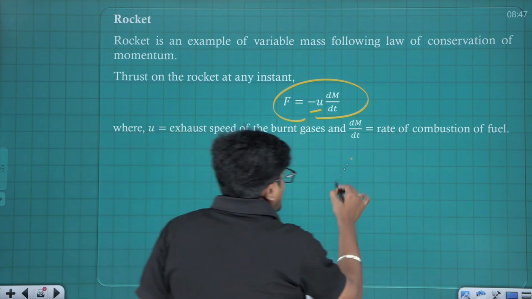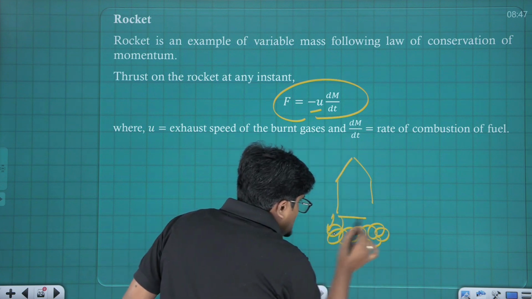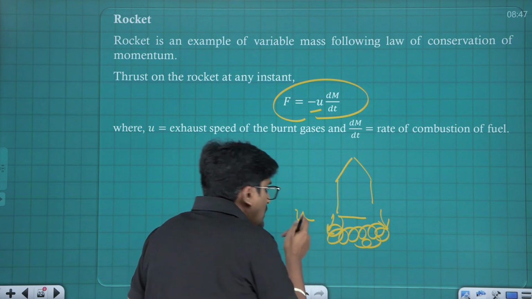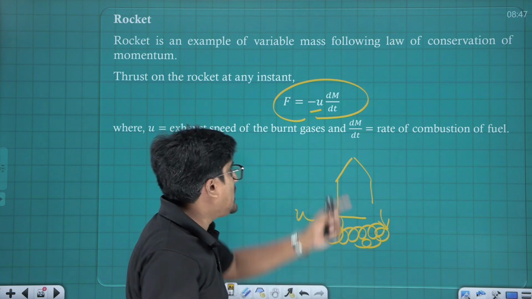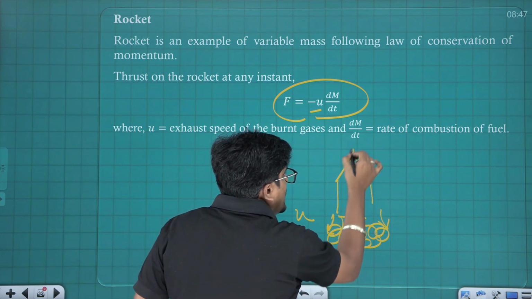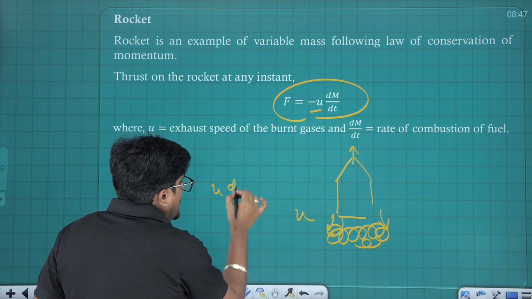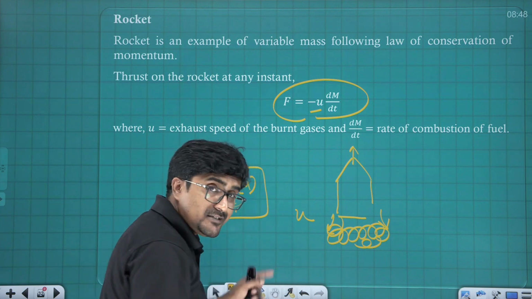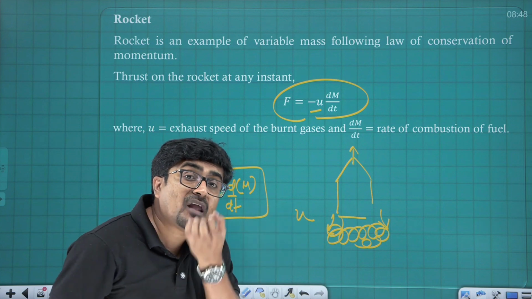Here, this is the gas being ejected from the rocket at a speed of u meters per second, and the fuel burned in unit time is dm by dt. In that case, the force experienced by this rocket is u into dm by dt. Are you getting me? This is not the net force experienced. This is the force provided by the engine. That is the only thing.